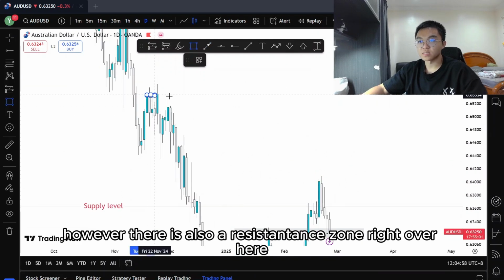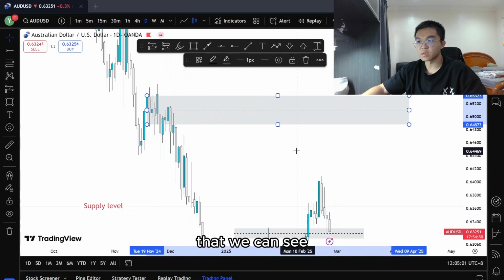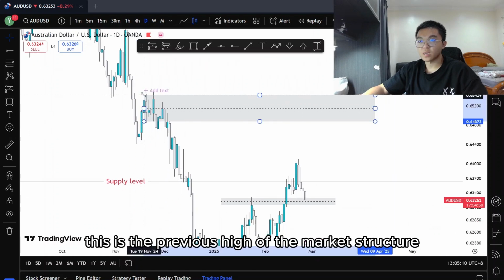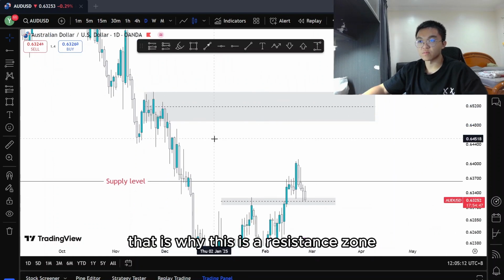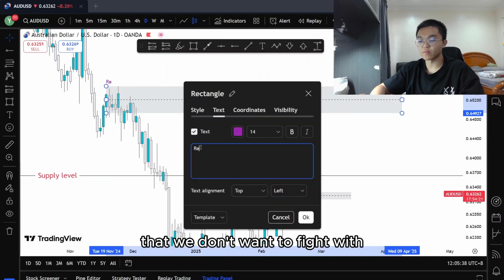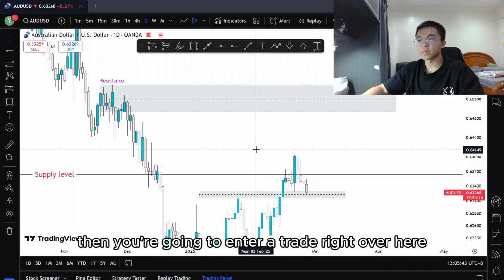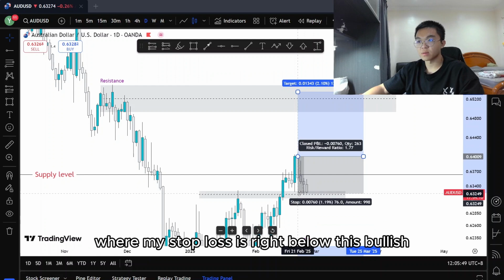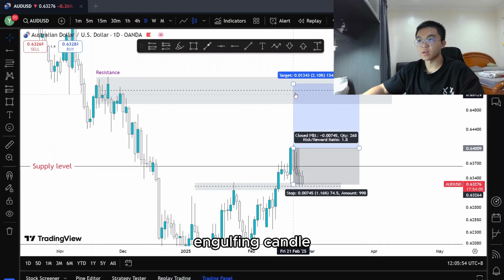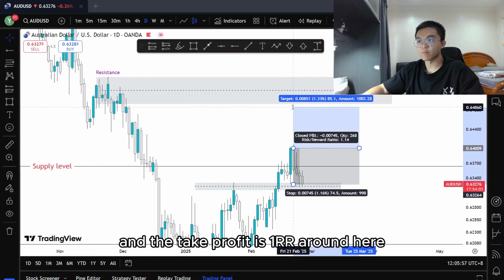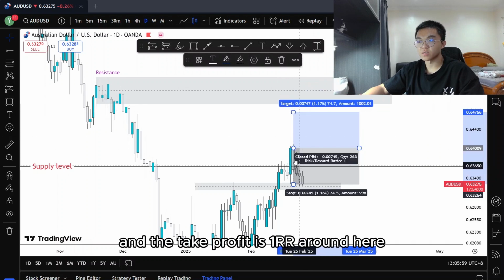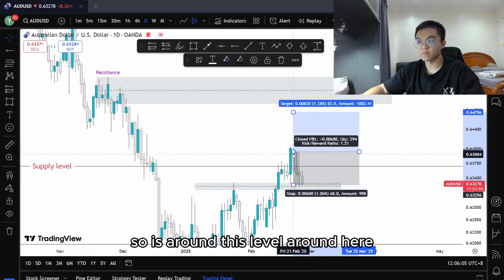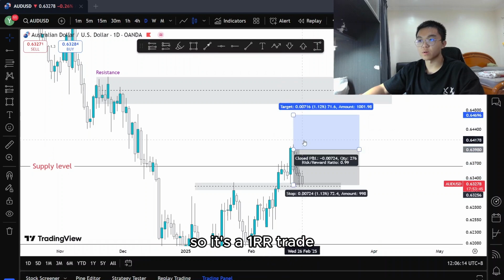However, there is also a resistance zone right over here that we can see, which is a previous high of the market structure. That is why this is a resistance zone that we don't want to fight with. But then we are going to enter a trade right over here where my stop loss is right below this bullish engulfing candle, and the take profit is a 1:1 risk to reward ratio around here, but I took at the lower price position, so it's around this level. So it's a 1:1 risk to reward ratio trade.